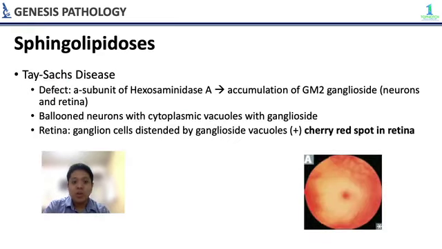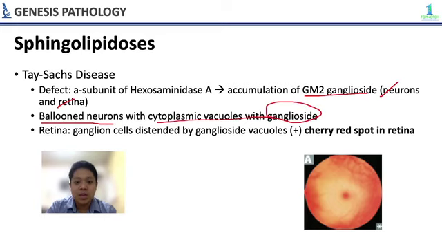For example, sphingolipidosis. So first is Tay-Sachs disease. The defect here is in the alpha unit of hexosaminidase A, producing an accumulation of GM2 ganglioside found in neurons and the retina. So we can see in the slide balloon neurons with cytoplasmic vacuoles with ganglioside, because that is what accumulated. And in the retina, ganglion cells distended by ganglioside vacuoles and a cherry red spot in the retina.